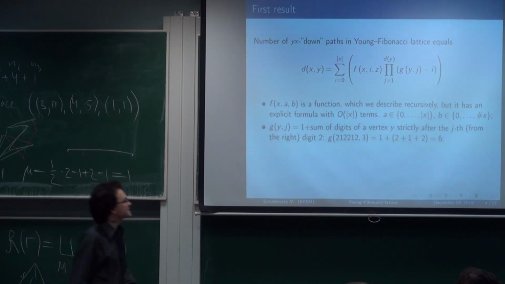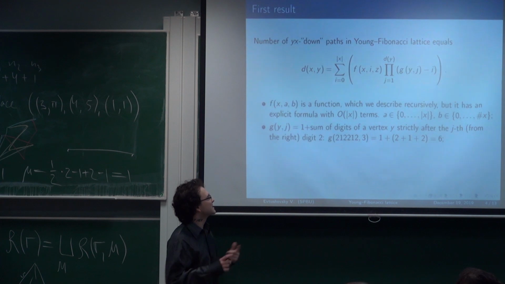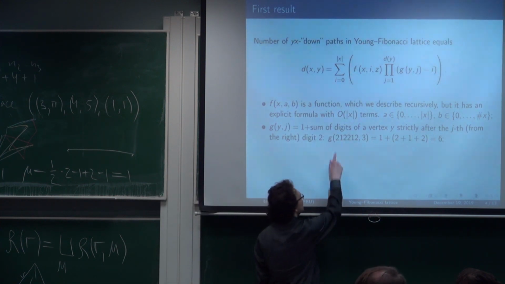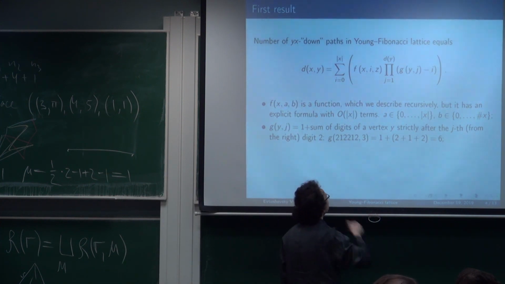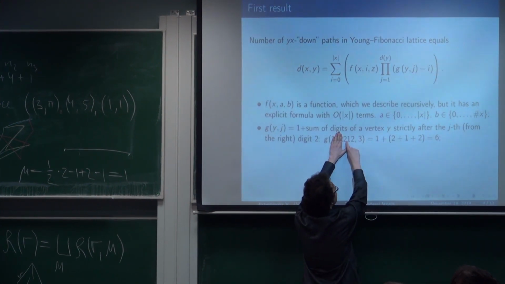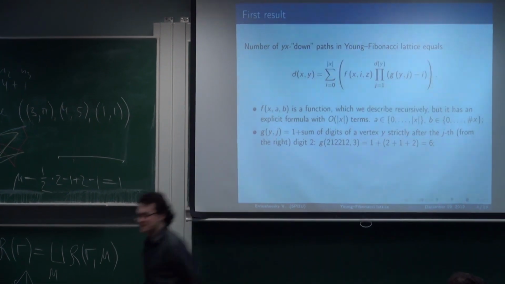G is a function equal to 1 plus the sum of the digits of a vertex y strictly after the given digit 2 from the right. For example, we have 2, 1, 2, 2, 1, 2, and 3. Here is the third digit 2 from the right. We write 1 plus 2 plus 1 plus 2. It equals 6.